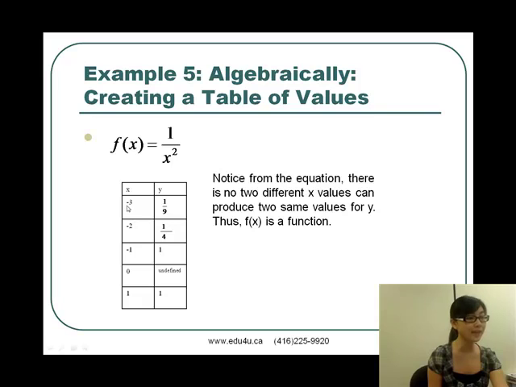When I plug in -3 for x, I get 1 over 9. When I plug in -2, I get 1 over 4, and so on. What I'm looking for is the amount of y that I get. As you can see, no matter what value I put in, I will only get one y value for each x value. Therefore, I can conclude that it is a function.